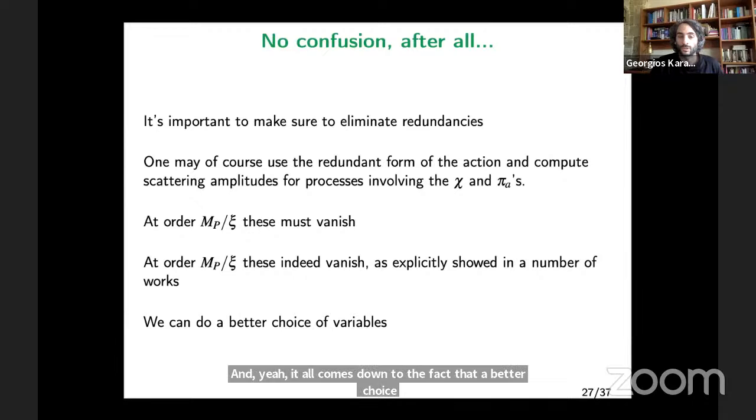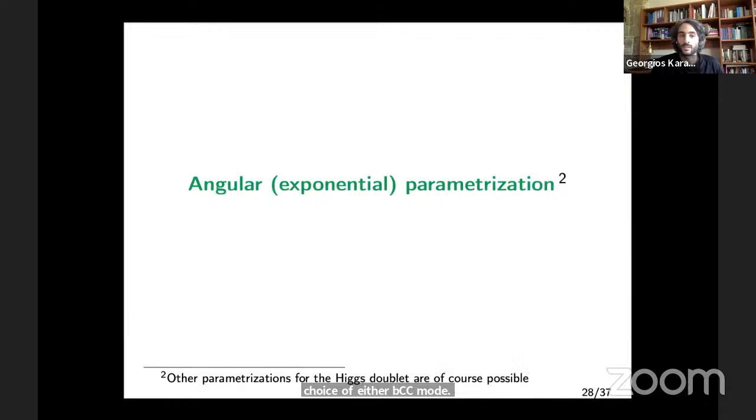Okay. And actually, one does not need to go far to find these variables. It's actually the standard, the customary, the usual angular representation for the Higgs field. Of course, other parametrizations are possible. Actually, Sebastian came up with yet another one, which also serves the purpose very nicely.